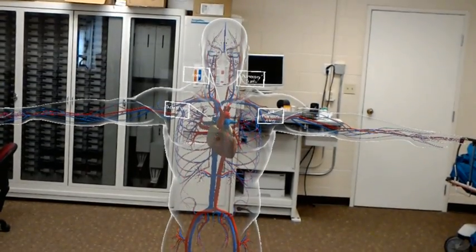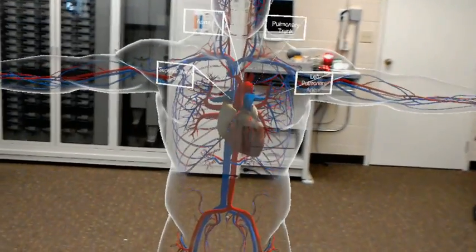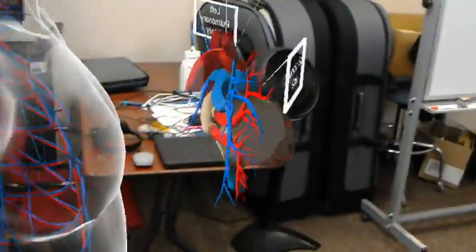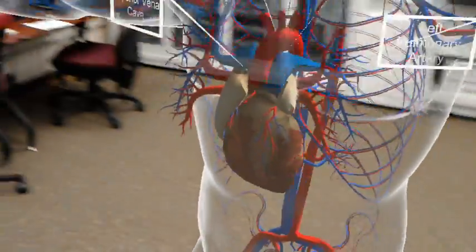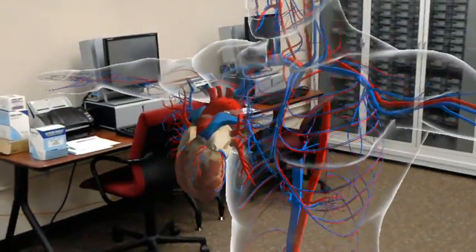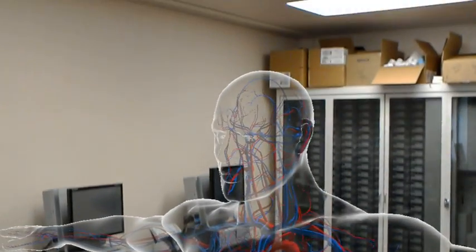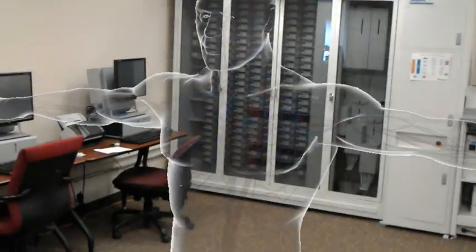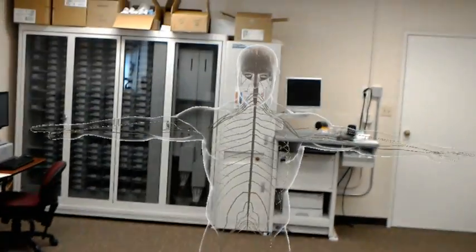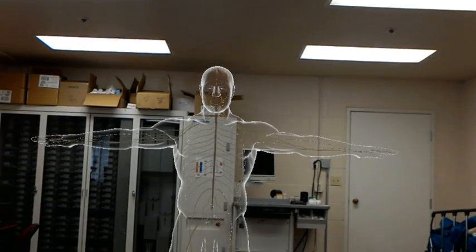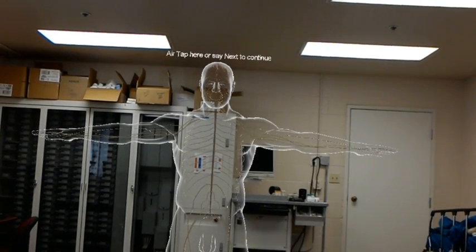Or we can take a look at the heart to see the major arteries and veins. In the nervous system, we can zoom in for views of the body's main control center, views that are nearly impossible to see in the real world.